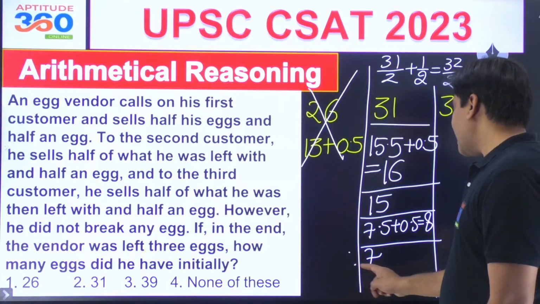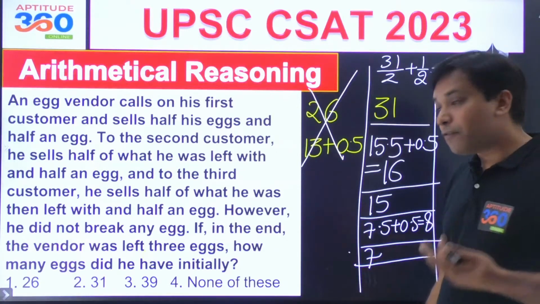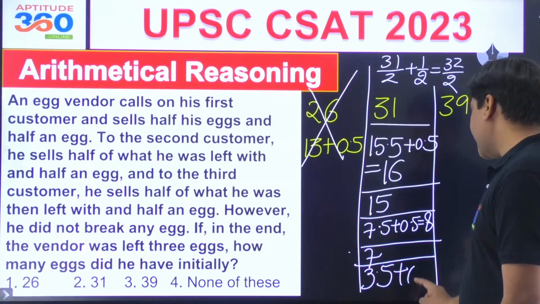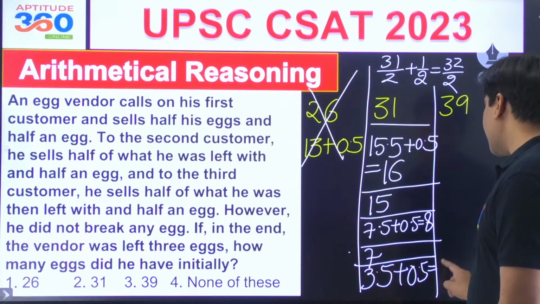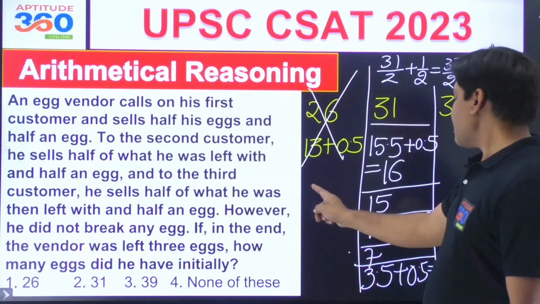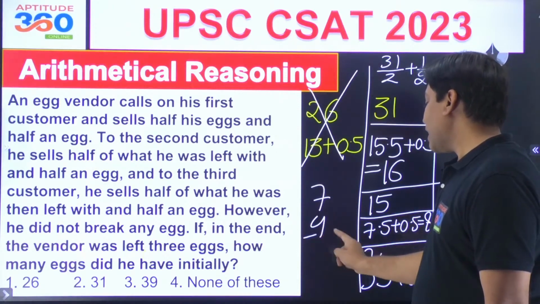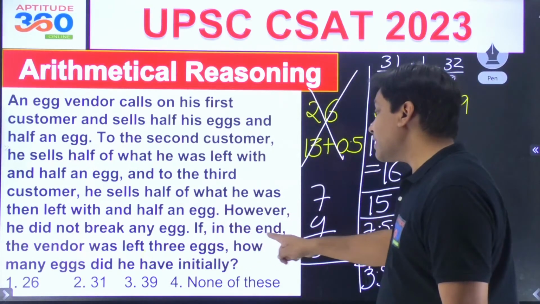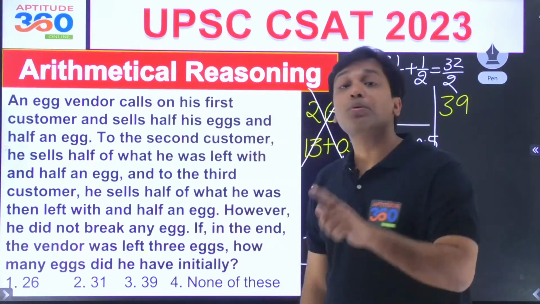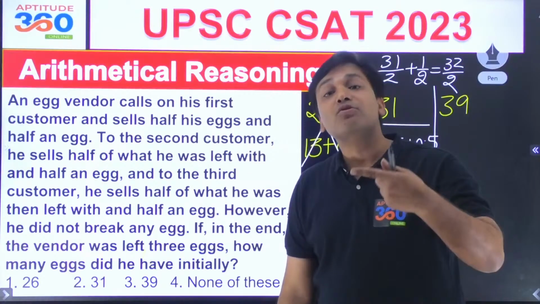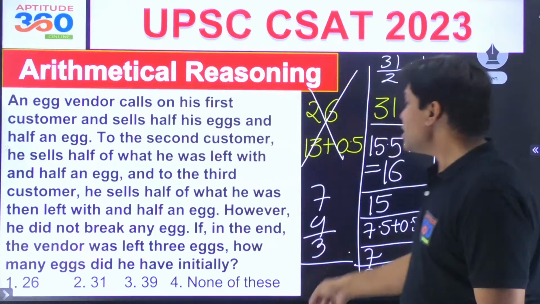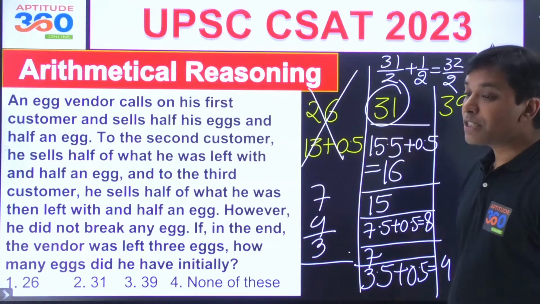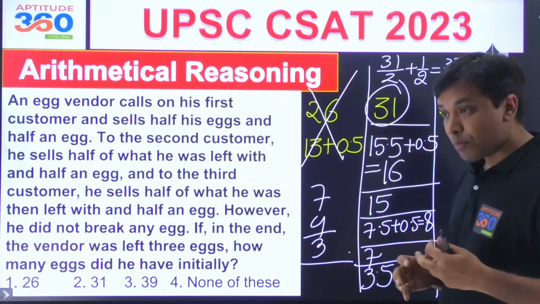Now, what is he going to do? He will give half of it, half of 7 is 3.5, and half an egg, which is 0.5. How much is that? 4. And he had 7. Out of 7, 4 went. How many eggs is this person left with? 3 eggs. What is your condition here? If at the end the vendor was left with 3 eggs, how many eggs did he have initially? Initially he had 31 eggs. Did everyone understand this? How are we trying to simplify the problem?